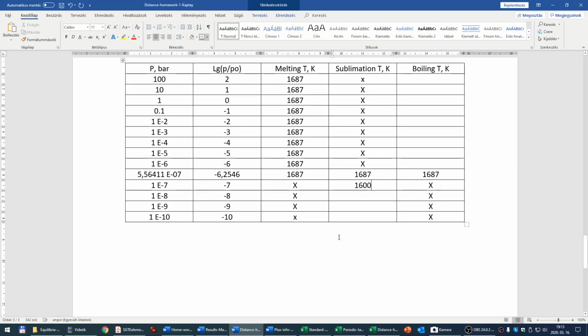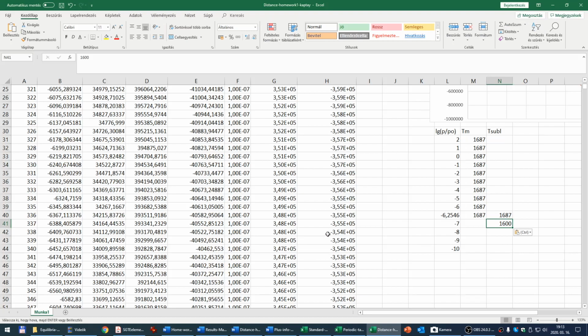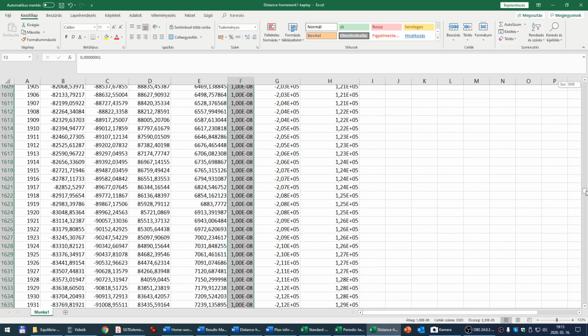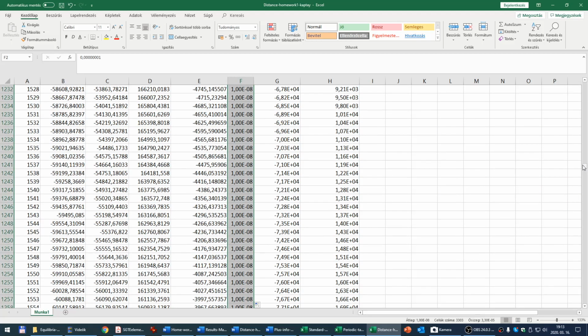Okay. Next, I do the same, changing the pressure. So now it's actually very easy. I just add one more 0 to this pressure. My orange line is shifted. Now the sublimation temperature is almost 1500. Let me search for this.